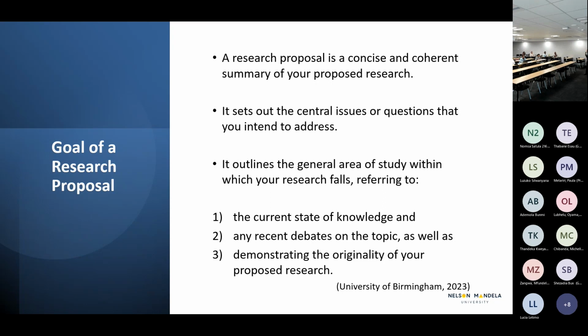Okay, there we go. Very briefly, the goal of the research proposal is a concise and coherent summary of your proposed research. Think of it as a summary in a nutshell, in 20 pages, of your research. It sets out the central issues or questions that you intend to address, so whoever reads it will know exactly what you're trying to do with your research. It outlines the general area of study within which your research falls, referring to the current state of knowledge with regard to your topic and any recent debates on the topic, as well as demonstrating the originality of your proposed research. Particularly with doctorates, you also want to come up with some unique contribution to your research.